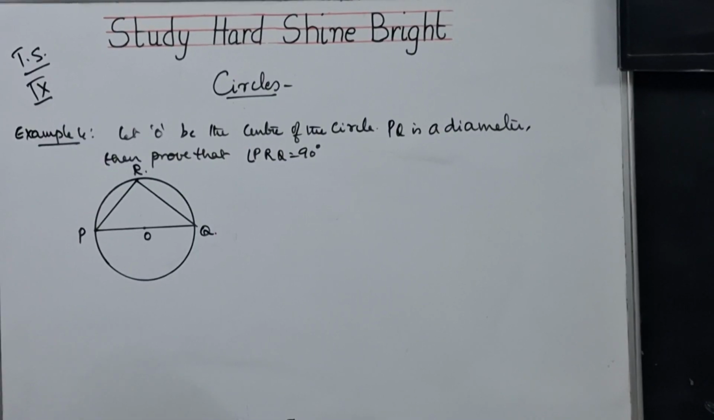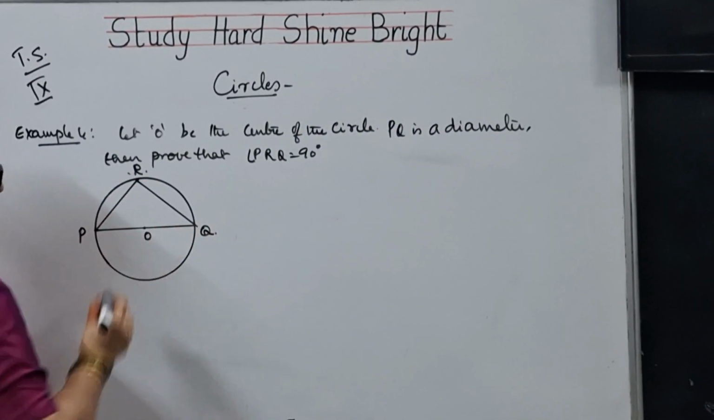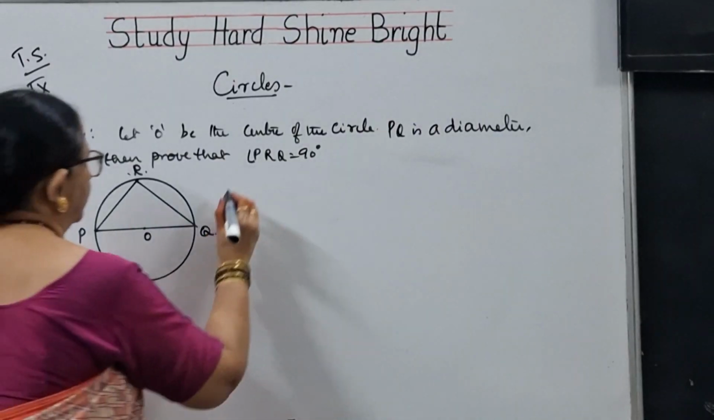Example 4. Let O be the center of the circle. PQ is the diameter. Then prove that angle PRQ is 90 degrees. Angle PRQ is 90 degrees, that you have to prove.